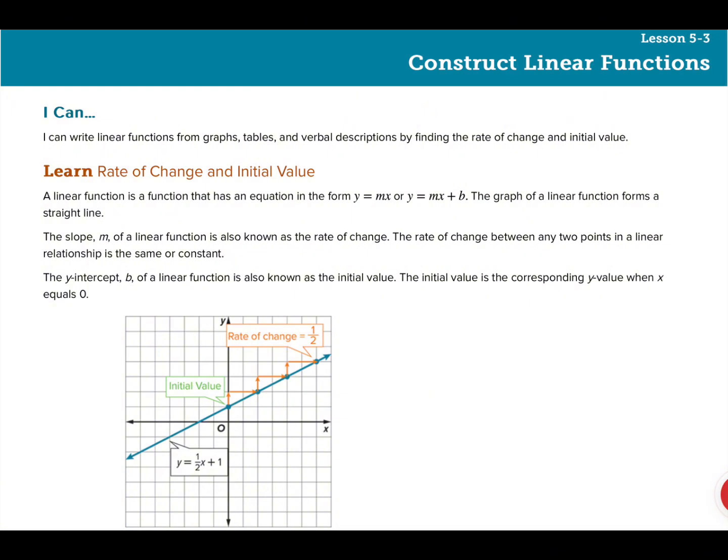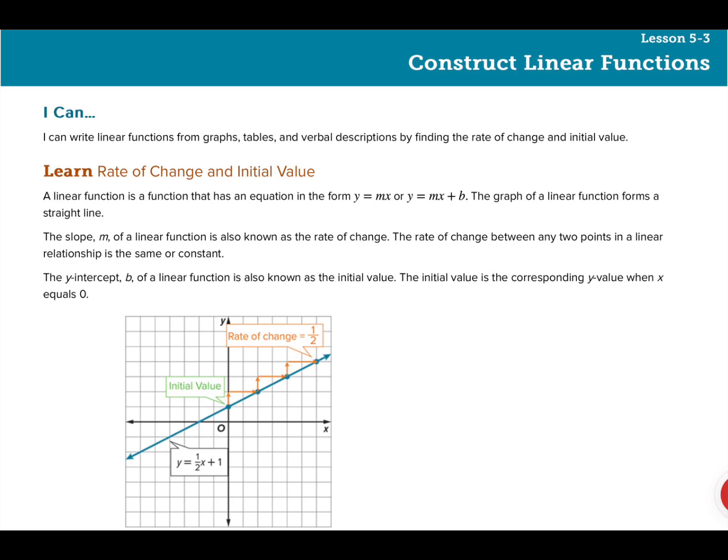The graph of a linear function forms a straight line. Imagine that, because linear means line. The slope, which is m, of a linear function is also known as the rate of change. Hey, remember when we talked about the change in y divided by the change in x? Yep, that's what we're talking about again. The rate of change between any 2 points in a linear relationship is going to be the same, or constant.